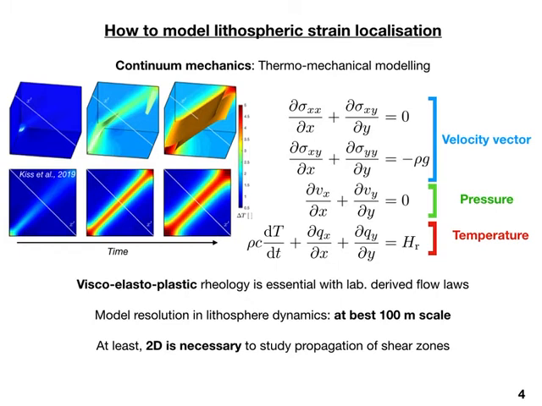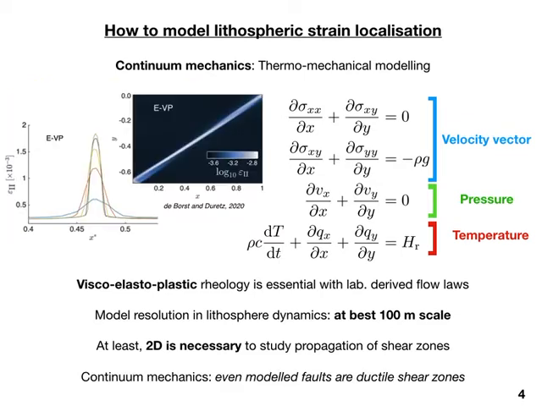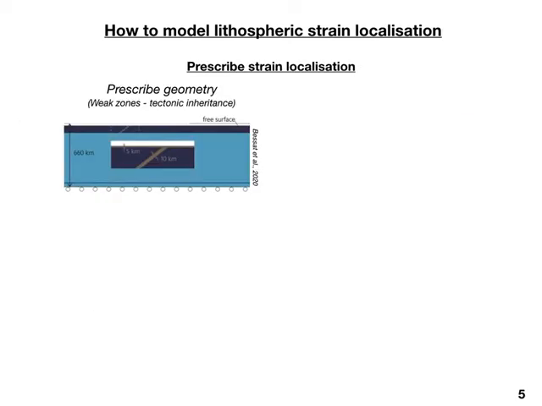Another important point is that 2D at least is necessary to study the propagation of shear zones. The 1D model cannot propagate into surrounding medium. So if you want to study propagation dynamics of shear bands, we need at least 2D, or at best we would need now 3-dimensional modeling. Then these models are based on continuum mechanics, so this has a consequence that even the modeled faults are ductile shear zones. Next, I want to show you how strain localization is typically taken into account in lithosphere dynamics models.